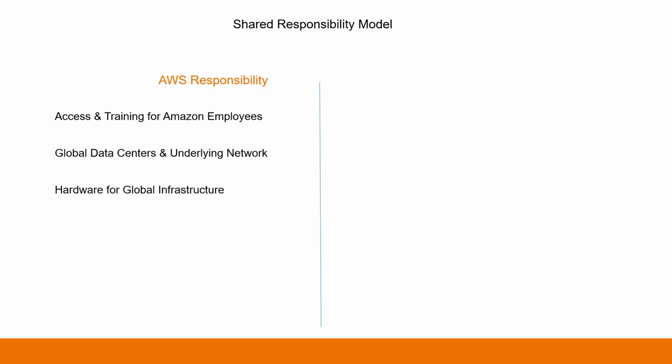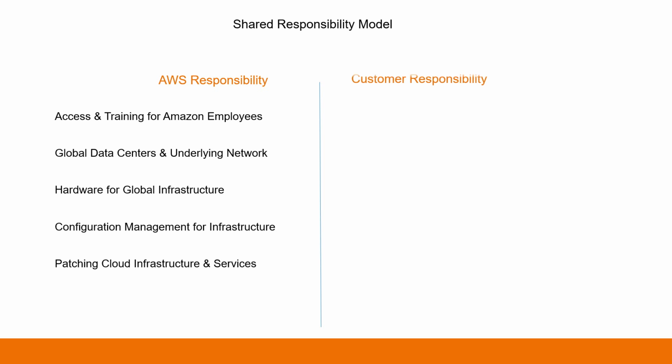They also own the hardware for the global infrastructure. So if you think of all the network switches, if you think of all the cables that are going to connect, or if you think of all the physical servers, these are the things that they're going to own and control and keep up to date. In addition, they are responsible for configuration management for that infrastructure. So this includes things like identifying changes, deploying those changes, monitoring the health and state of a particular service. They're also responsible for patching the cloud infrastructure and services.